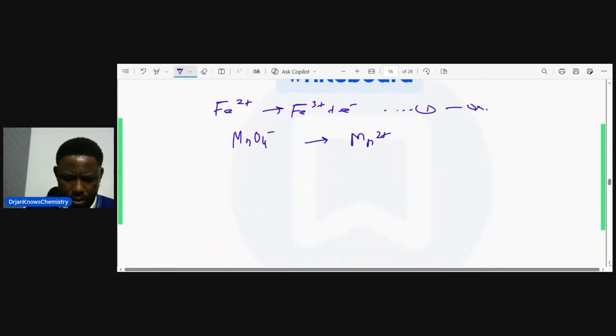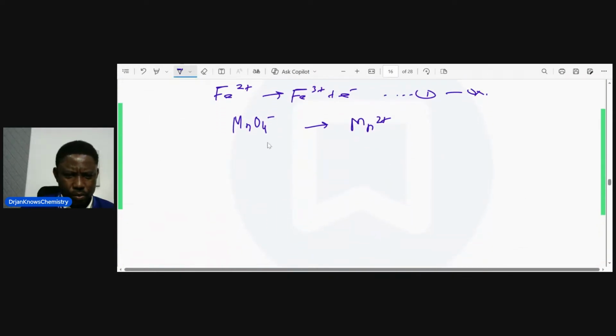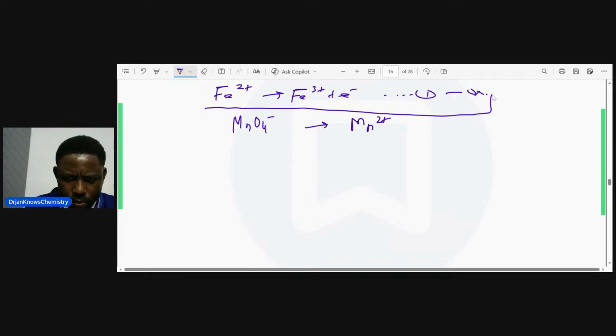Okay, time is going. So now, this is what we want to balance. We are done with this one. Once we balance that, we just bring them together. MnO4 minus to Mn2 plus. What is important is that you learn this. Now, look at this. There is oxygen here, but there is no oxygen at the product side. So what you do is you rewrite it: MnO4 minus to Mn2 plus.